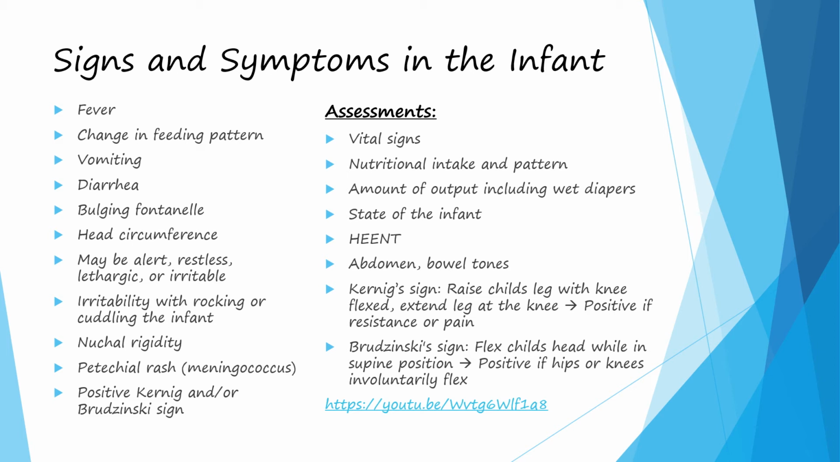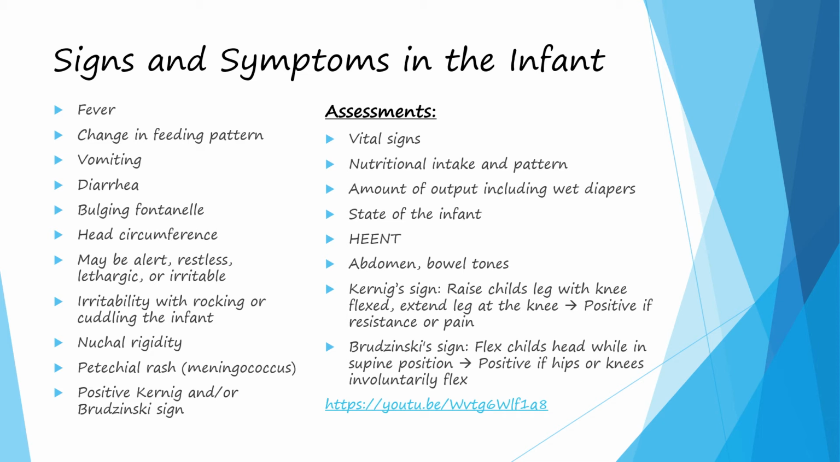And then for these Kernig's and Brudzinski's signs, it's important to assess because these are specific for meningitis and because of that nuchal rigidity. So the Kernig sign, you raise a child's leg with the knee flexed and then extend the leg at the knee. So kind of point the toes toward the ceiling. And this is deemed positive if there's any resistance or pain. In this video at the bottom, it is very definitive that there is a positive Kernig sign because the child just starts screaming.